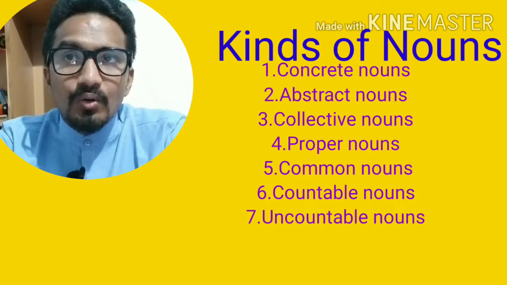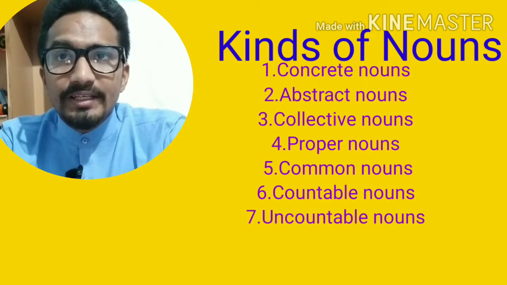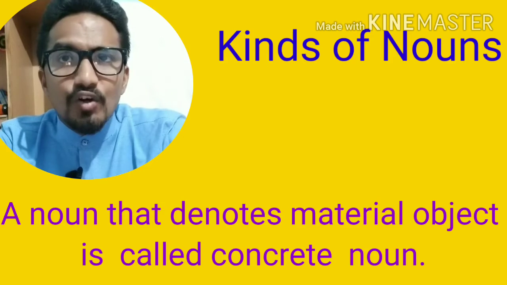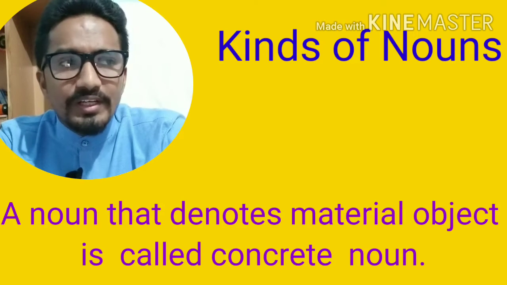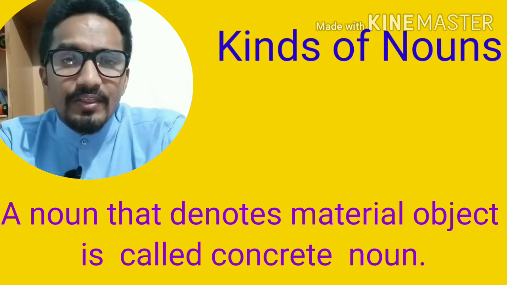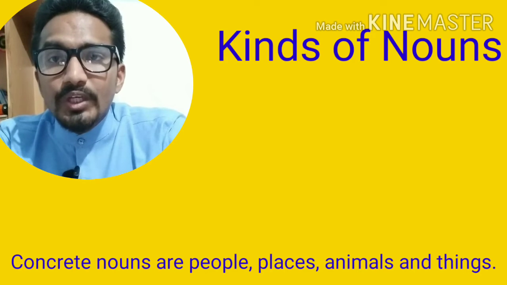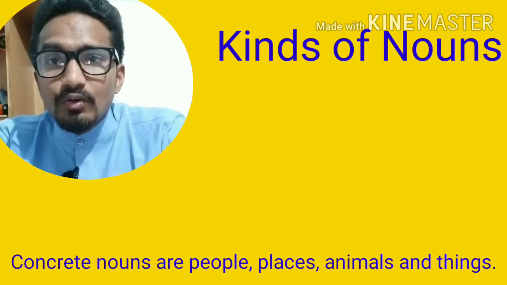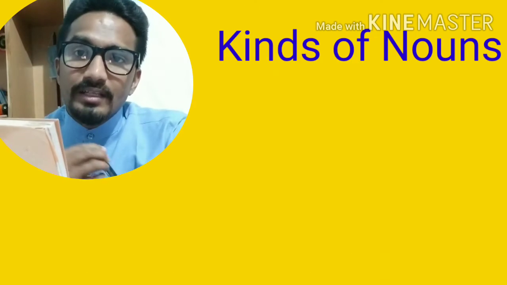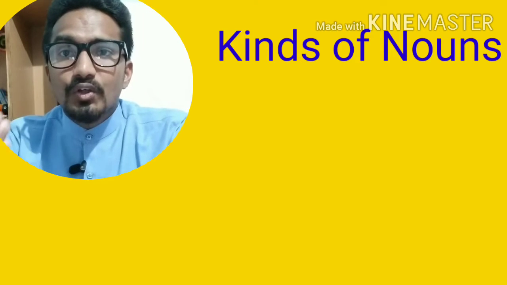A noun that denotes material objects is called a concrete noun. Concrete nouns are people, places, animals, and things. A concrete noun we can touch and see, therefore we call it concrete. You can see the book and pen; they are concrete nouns. We can see buildings, a table, etc. They are called concrete nouns.